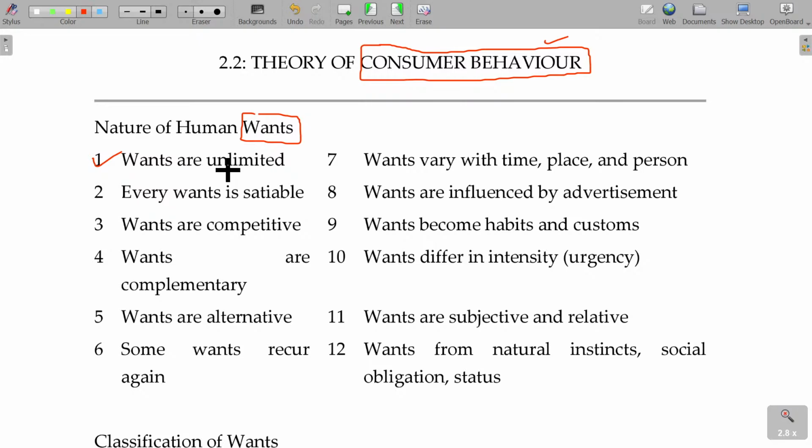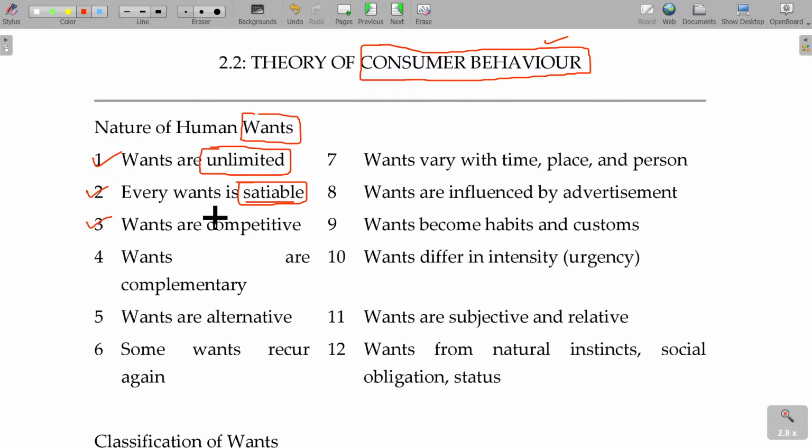So wants are unlimited. Every want is satiable. Satiable means satisfiable. I want to taste some fruits. I give you 5 fruits now. After eating the fifth fruit, you will be tired. Do you want one more fruit? No, no, that's all. So your want gets satisfied. That's called satiable. Wants are unlimited and wants are satiable.